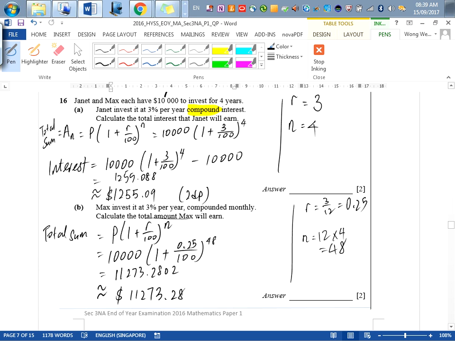Wait. Okay, please change the question. Total amount after 4 years. Okay, please change the question. Then this will be the answer. Because when they say total amount that he will earn, then it sounds like they're asking for interest, right? So if that is the case, then we should minus the principal. But now I want you to practice the type of question when they say total amount after 4 years. That means I want you to include the principal. Okay, so this is what we'll have. Change the question. Okay.